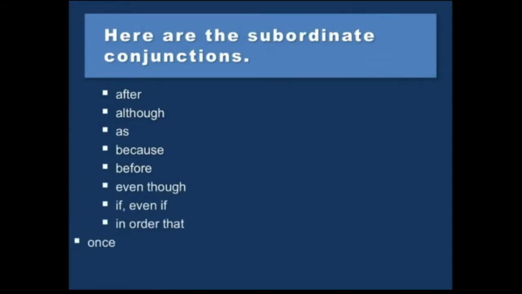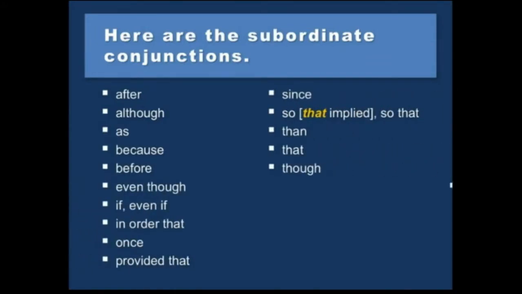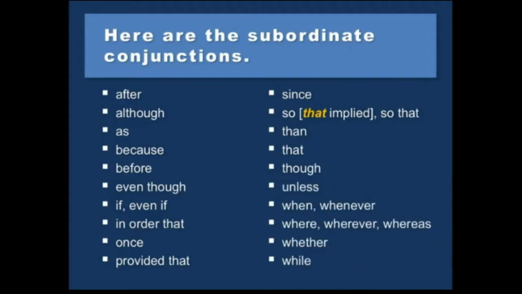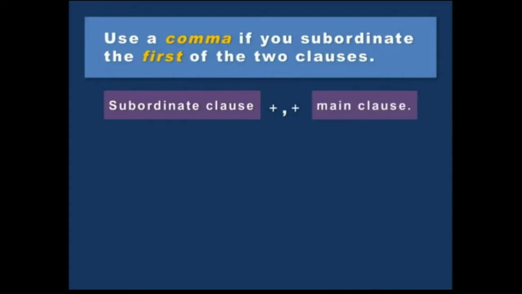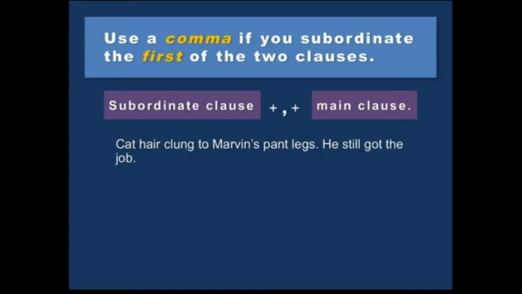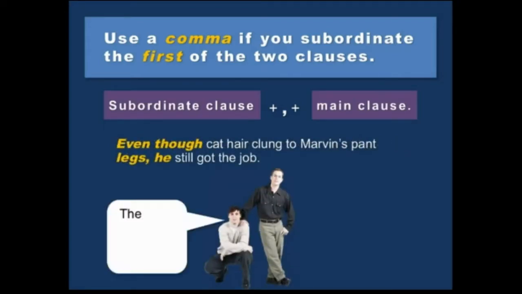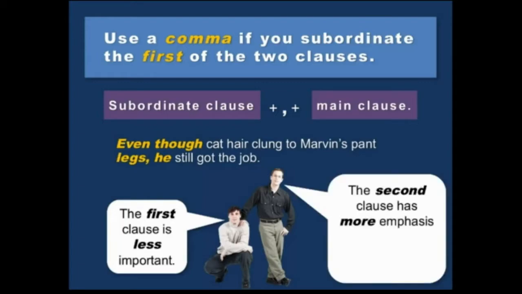There are quite a few subordinate conjunctions, many more than the 7 that we use with coordinating. So here are the subordinate conjunctions. You want to use a comma if you subordinate the first of the two clauses. Let's try a sentence. Cat hair clung to Marvin's pant legs. He still got the job. So using one of your subordinating conjunctions with that first clause: even though the cat hair clung to Marvin's pant legs, we put in a comma and give the main clause its value. He still got the job.